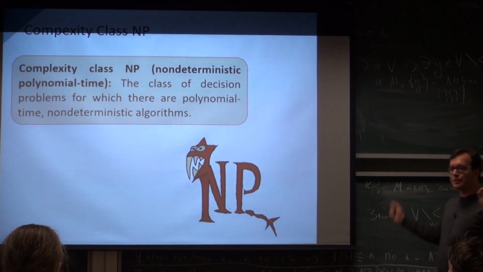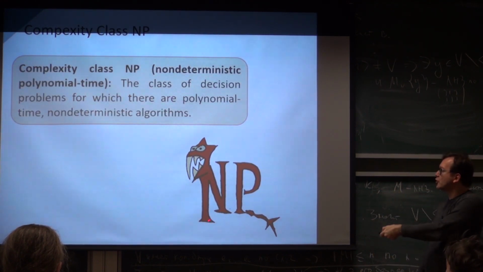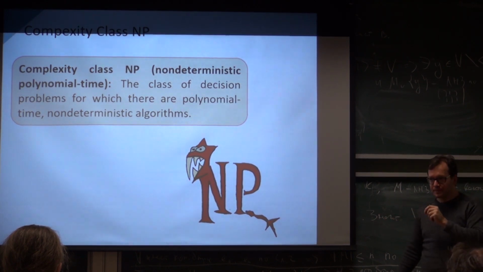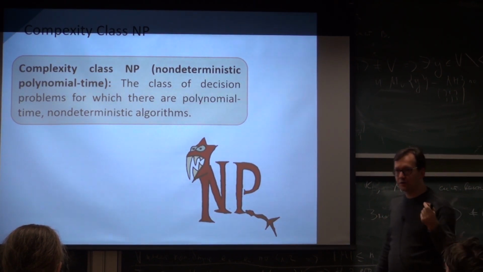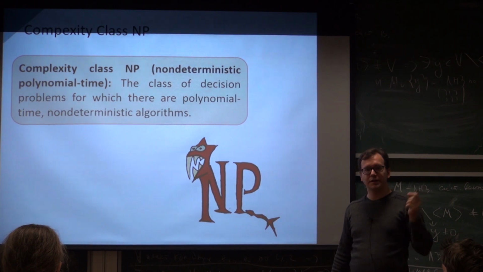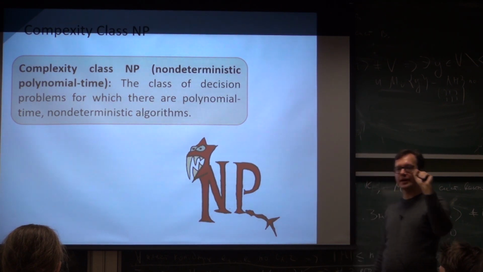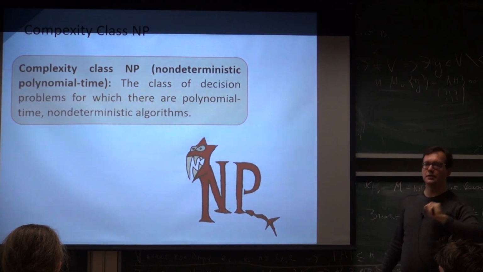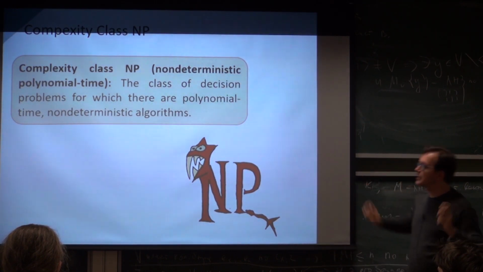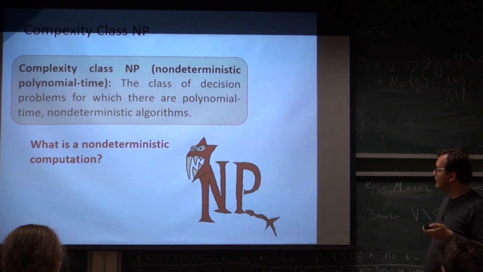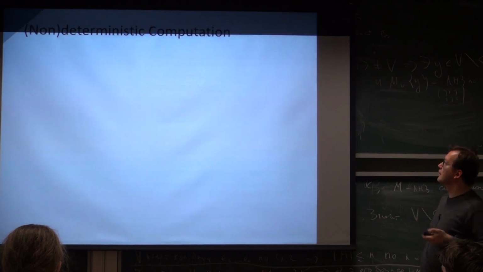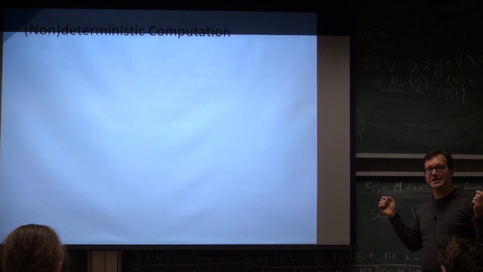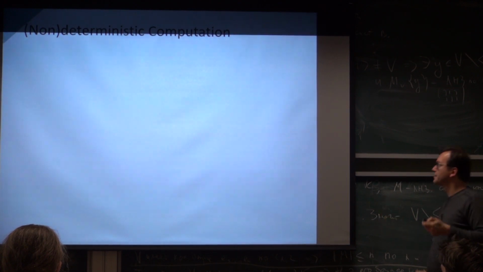NP stands for non-deterministic polynomial, and it means we're going to run an algorithm that is non-deterministic, which means it can make guesses, and it has to make a polynomial number of steps, but somehow assuming the guesses are correct. And it's best to describe it when we look at what's deterministic and what's non-deterministic.